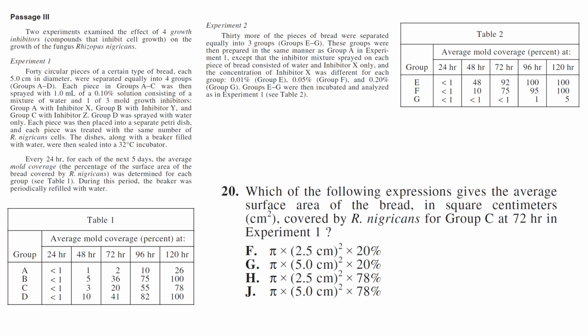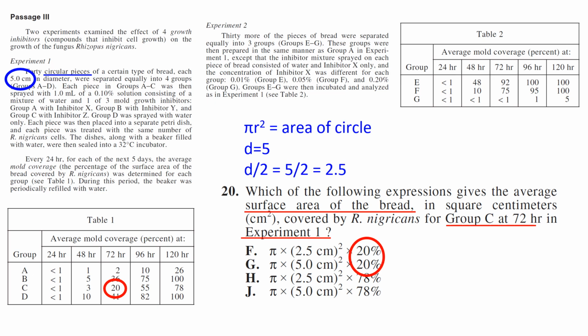Which of the following expressions gives the average surface area of the bread for group C at 72 hours in experiment 1? So 20% average mold coverage was group C. So we're going to use 20%. And then we go back to the experiment description. It says 40 circular pieces of bread, 5 centimeters in diameter.